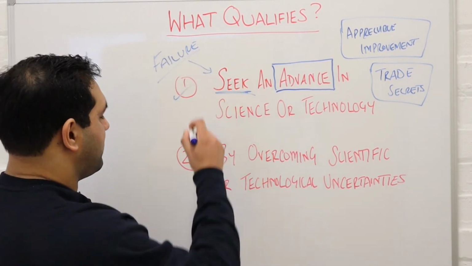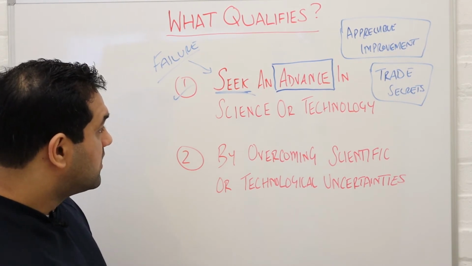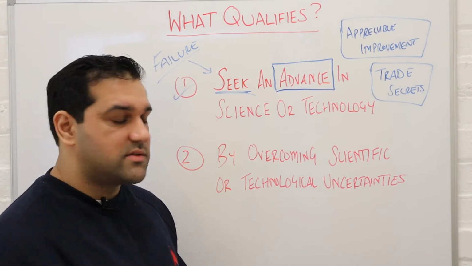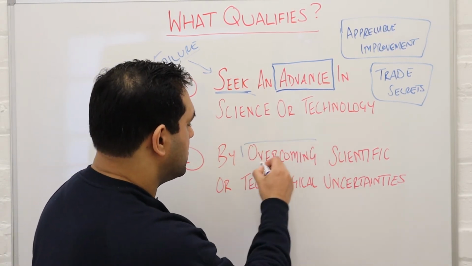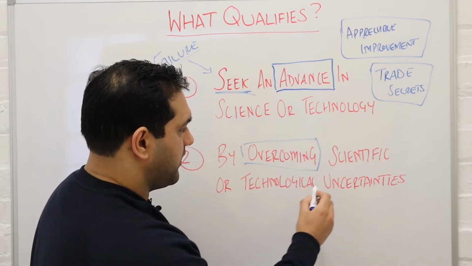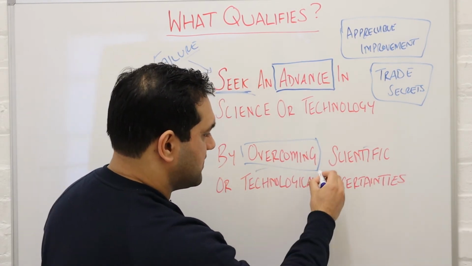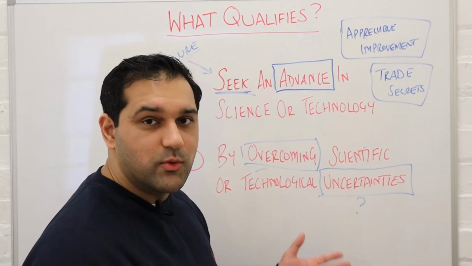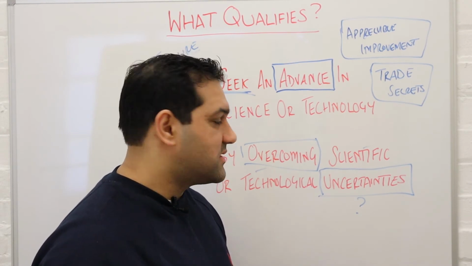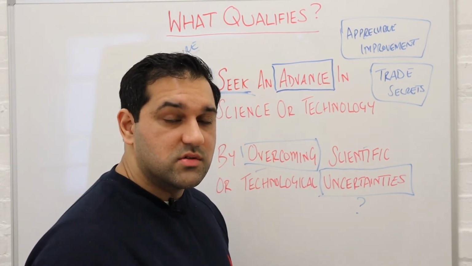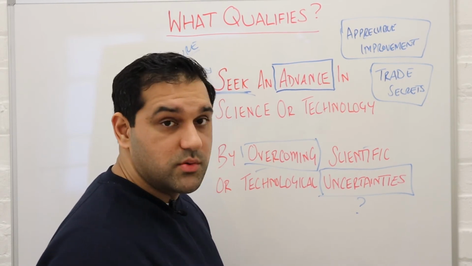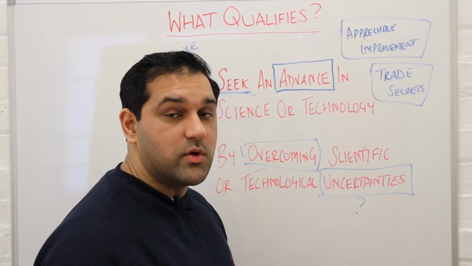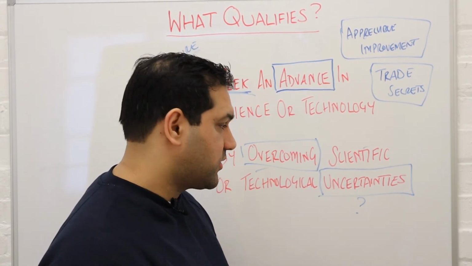So we've covered this definition. Let's go on to overcoming scientific or technological uncertainties. Well, we know what overcoming is. It's more to do with what is an uncertainty? Well, an uncertainty would be whether something is technologically or scientifically possible to do. That includes whether, let's say there's a theory behind something working, but is that actually achievable in practical terms?